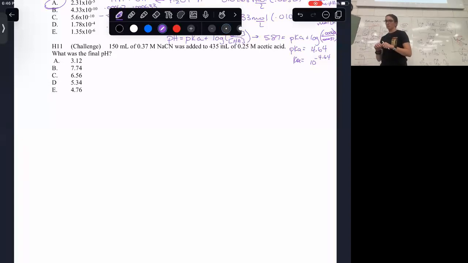So what's the indicator that it's going to be steep right here as opposed to shorter? It's when you're in your buffering capacity, that plus or minus 1 of your pKa. Anytime you're in that region where you have some acid and some base in your buffer, you're going to be in that shallow region. If you're at the equivalence point, you're going to have that spike.